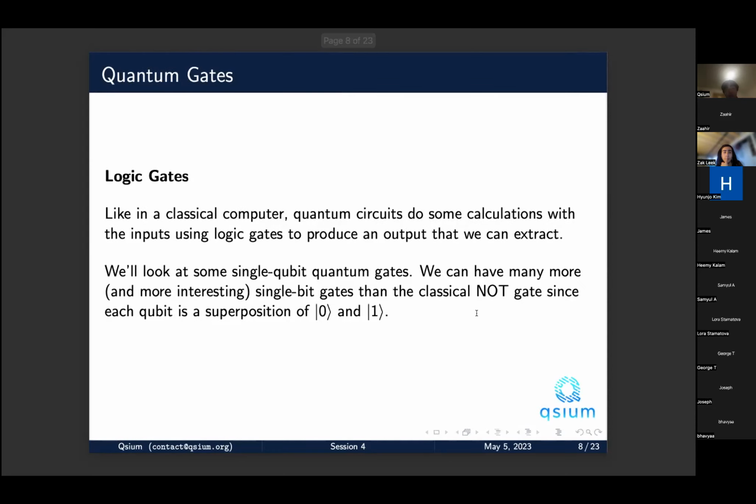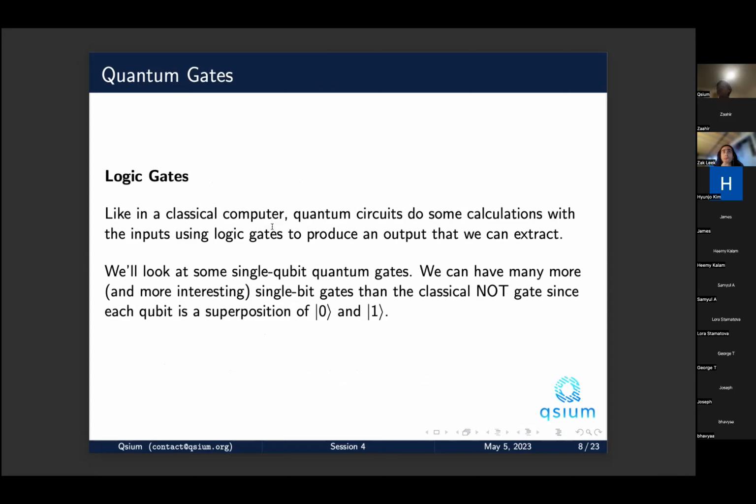On to the next slide. We talked about logic gates and how they are the building block for classical computing. Now, as you'll see, we have analogous quantum gates, where we're working with quantum states instead of classical bits.